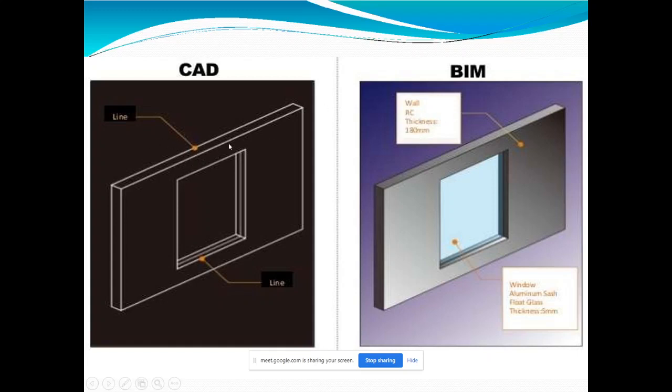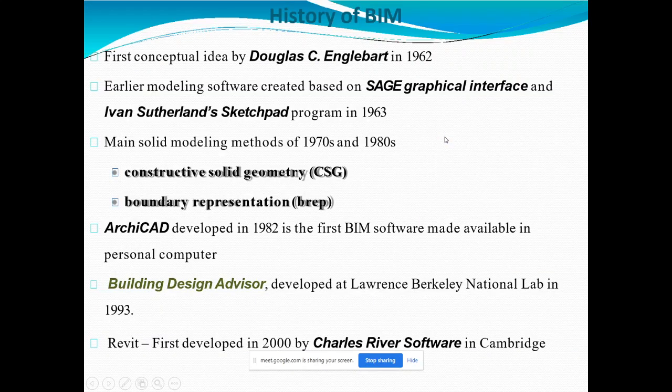But CAD is taken only from lines. CAD is not BIM software. Only Revit is. This image is taken from Revit. This image is taken from CAD. Okay, in BIM a single element is divided into many parts. That is called BIM. Example. The next one is the history of BIM, how BIM was developed.